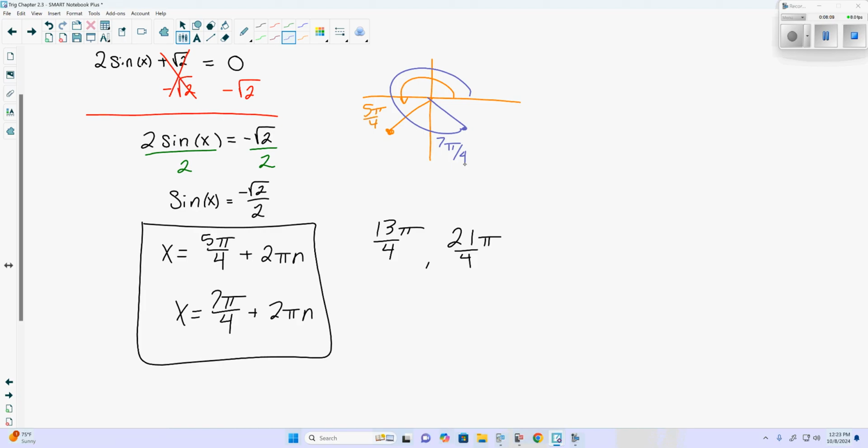Because again, the unit circle gives us the sine and cosine values. And we're looking for where sine is negative square root 2 over 2. And sine is y.